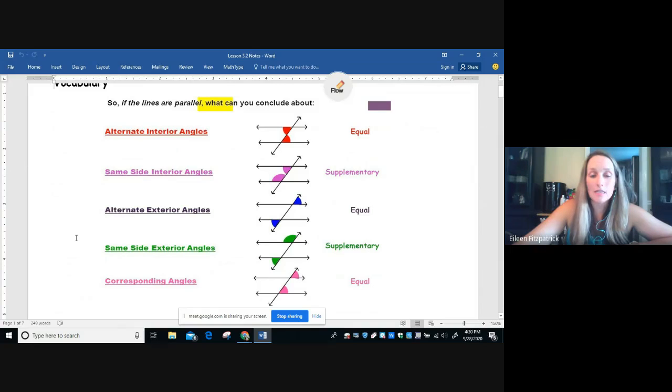Okay. In the last class, we were just identifying what kind of angles they were based on where they were located. But today we're going to learn that if the lines are parallel, okay, and they're cut by a transversal, alternate interior angles are equal, alternate exterior angles are equal, and consecutive angles are equal. Same side interior angles are supplementary, and same side exterior angles are supplementary. So just remember that same side, the ones that start with the letter S, they're supplementary. It's like a little hint for you, okay?